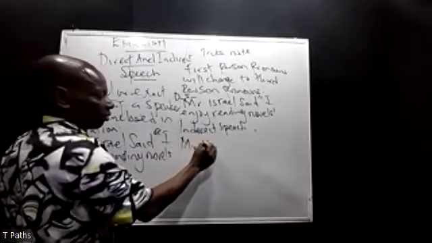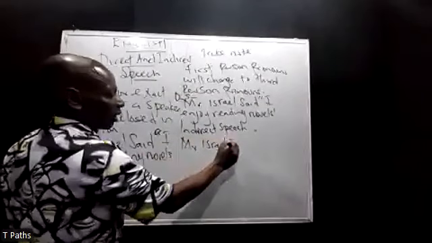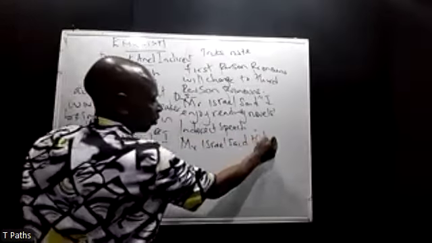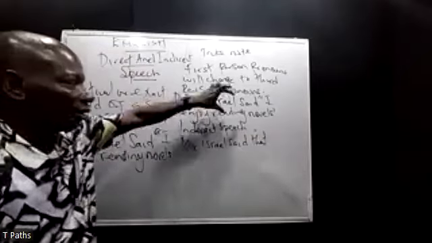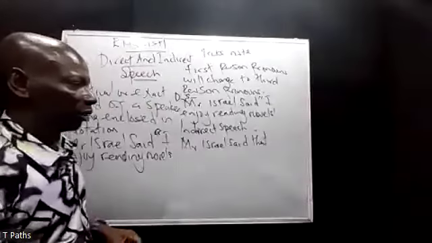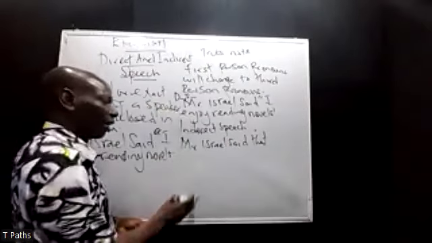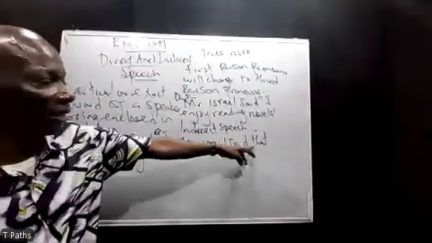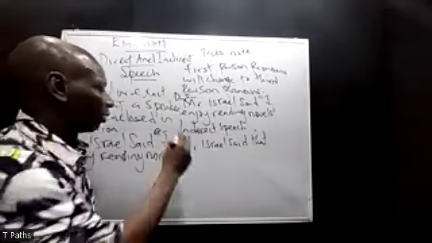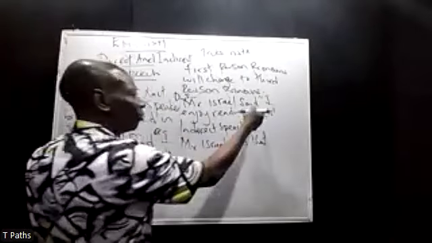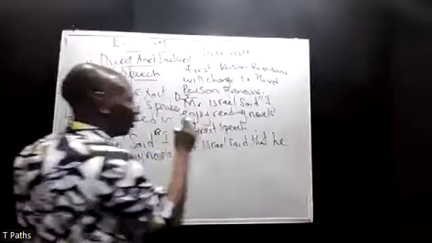Mr. Israel said that, we will definitely omit the quotation mark. We'll do away with it when we are translating from direct to indirect speech. The indirect speech will be introduced by what? That, because it's a reported speech. Mr. Israel said that he will replace I, and the tense will change to past tense.